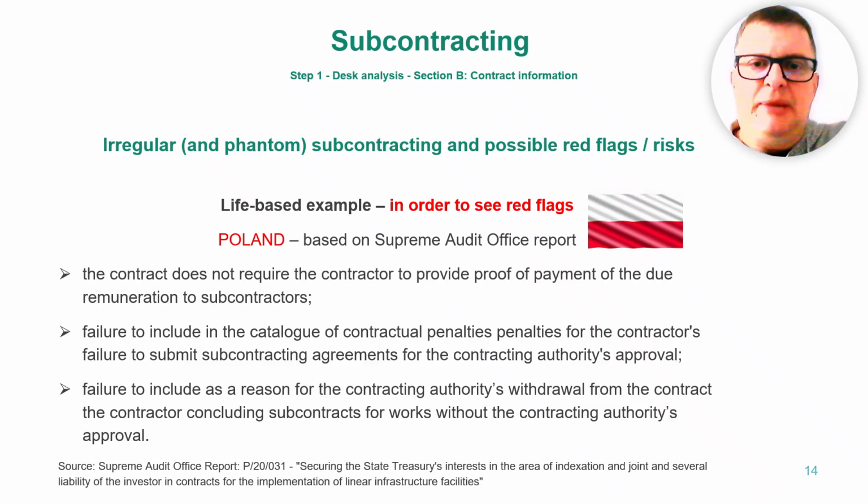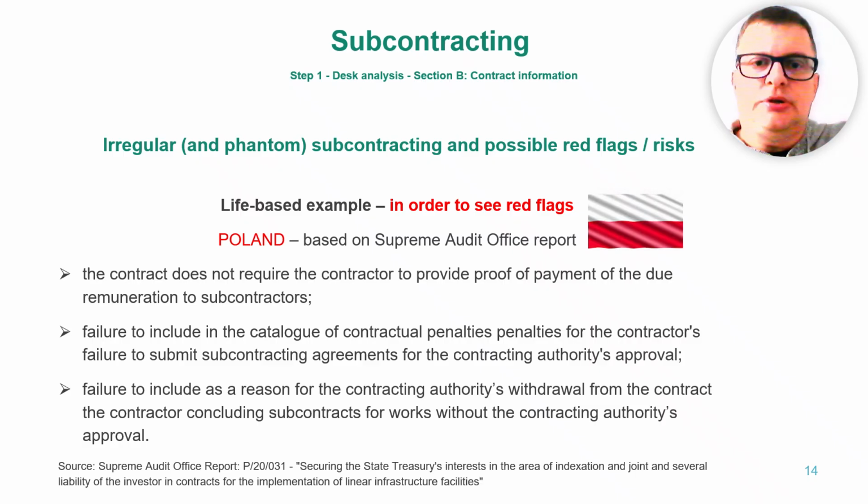No proof of payment required. Contracts often don't require the main contractor to show evidence that they've actually paid subcontractors. This means that subcontractors can be left unpaid, while the main contractor still gets away with fulfilling their obligations on paper.